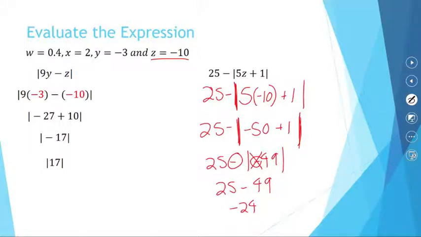Now remember, there's no absolute value on this anymore, right? The absolute value is gone in this step. Everything after this step doesn't have an absolute value anymore. So if -24 is the answer, -24 is the answer. Don't say +24 because you think there's absolute value. There is no more absolute value. All right, that is your final answer.